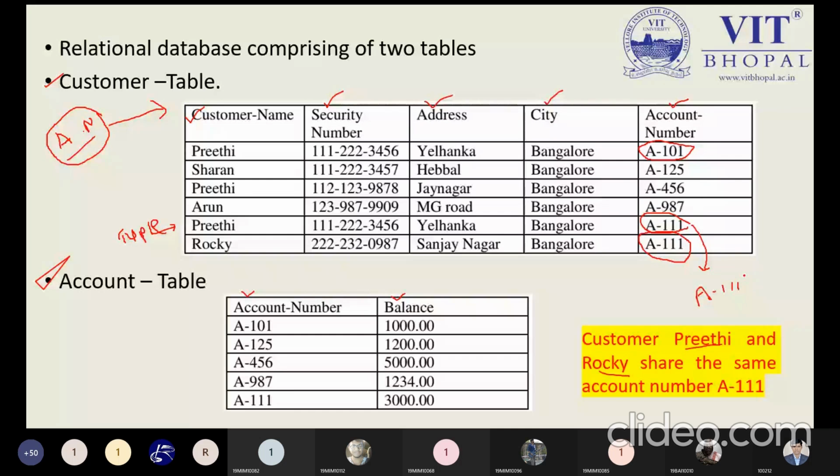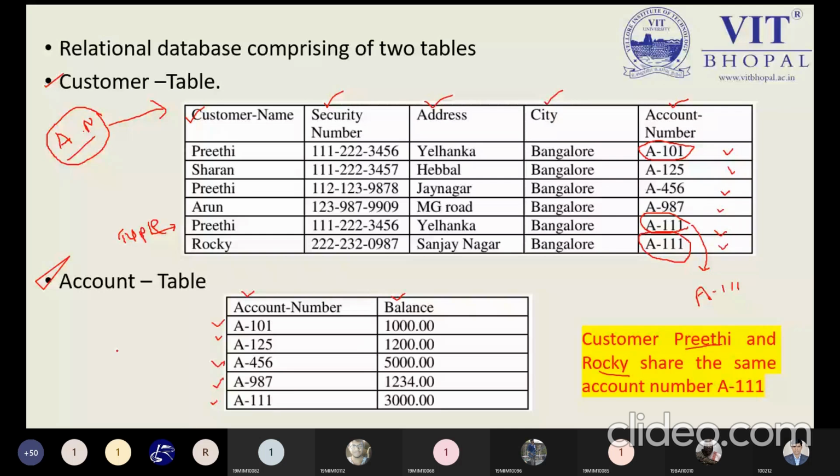Yes, please tell me. Yes, sir. You have noted down the important part over here. Here we have one, two, three, four, five, six records or six tuples. But here we have only one, two, three, four, five account numbers only. So is it feasible or not?